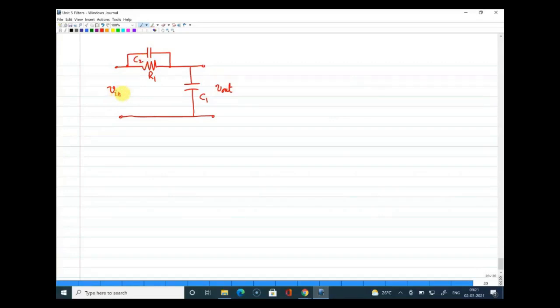So you have V in here and V out here. What I'm asking is, can you help me to find the H of S of this filter? What is H of S? H of S is V out of S divided by V in of S.